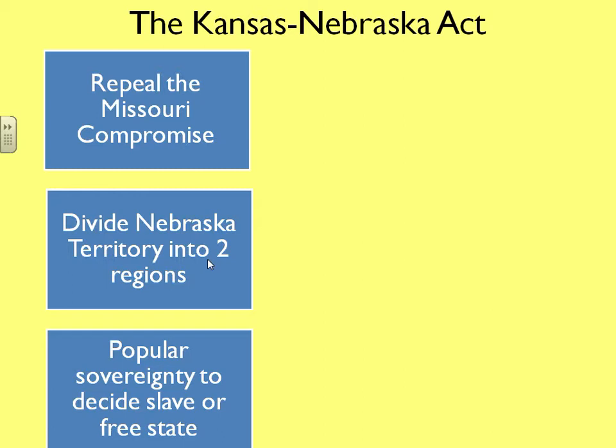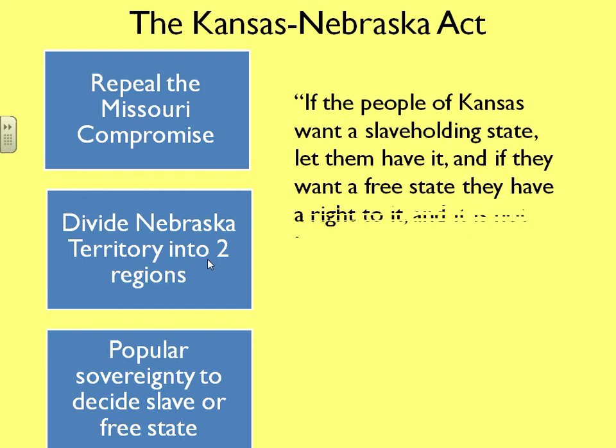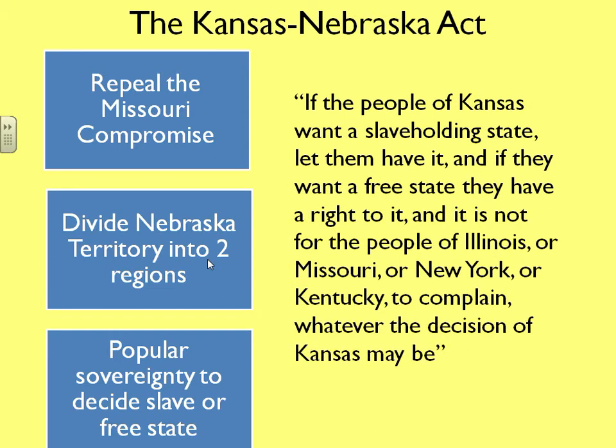Now, in terms of Stephen Douglas' motivations, well, we saw he's not interested in the issue of slavery. And to him, as he said, if the people of Kansas want a slaveholding state, let them have it. If they want a free state, they have a right to it. And it's not for the people of Illinois, Missouri, or New York, or Kentucky, to complain whatever the people there decide it to be. So let the people decide.